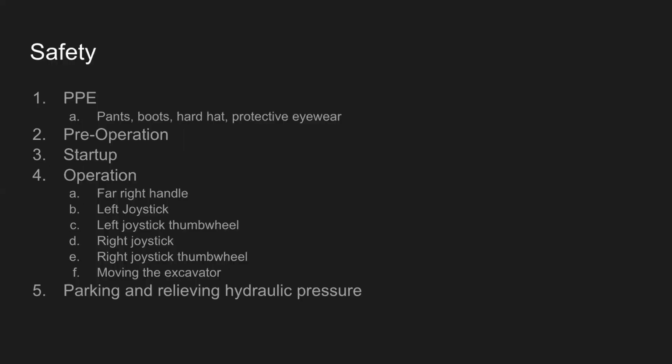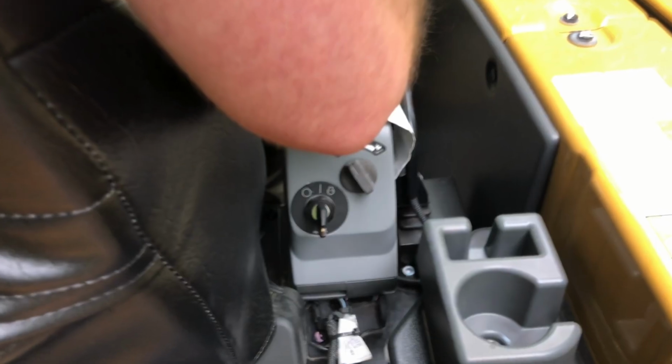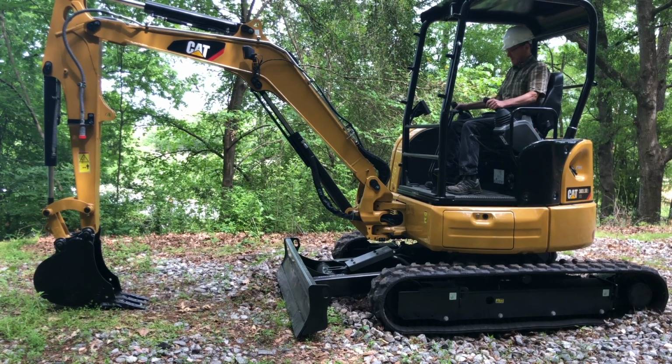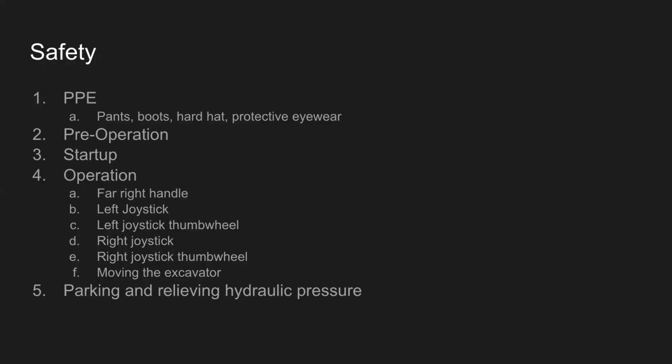When parking the excavator, you need to relieve the hydraulic pressure, and you do this by resting the bucket onto the ground and turning off the machine, and you need to do it in standby mode, which is not a full crank, and then take the joysticks and rotate them in full range of motion to relieve the hydraulic pressure that has built up in the lines.